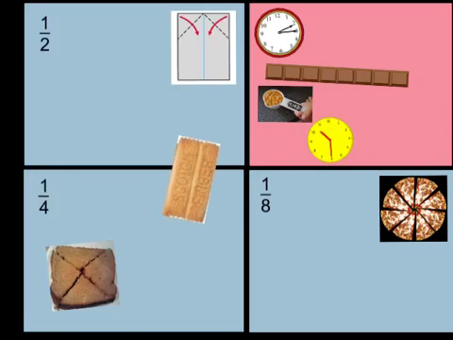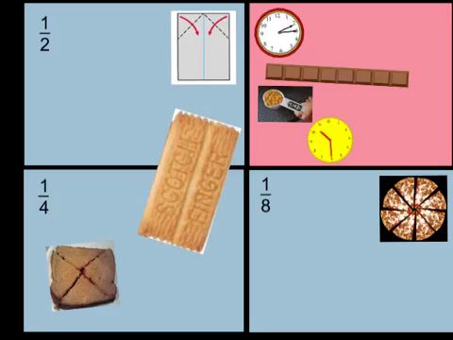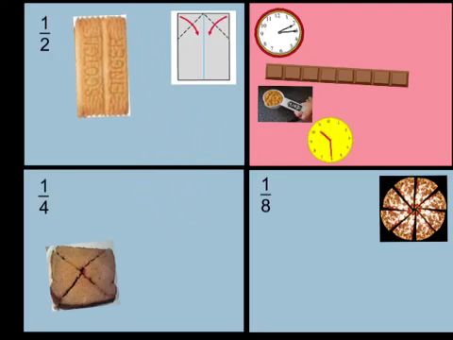How about a biscuit? Where does this biscuit belong? How many equal parts does it have? It has 2 equal parts, so it's a half, 2 halves in that biscuit.